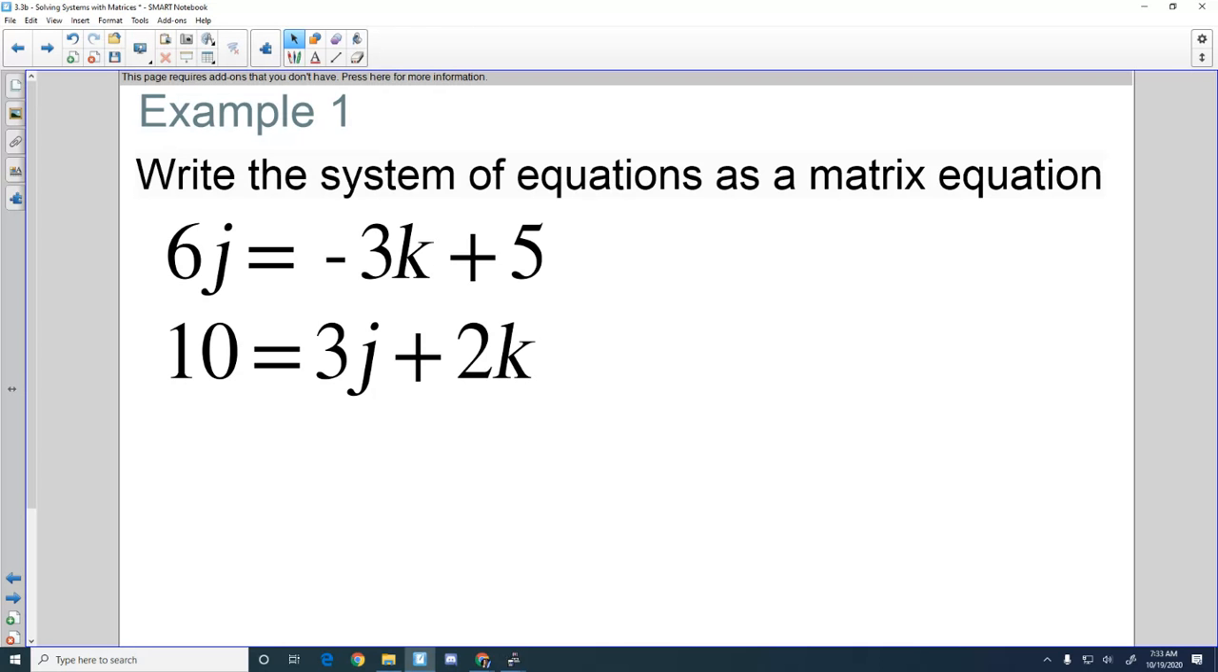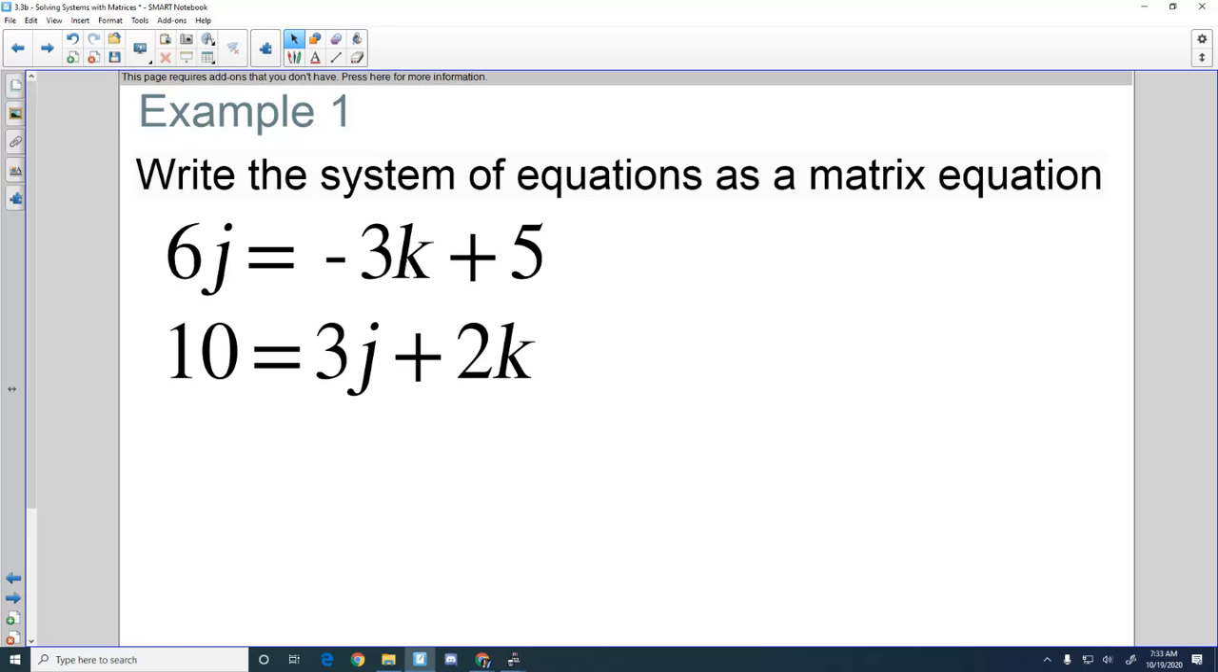Now, standard form I said was x and y. If there's different variables, just put them alphabetically, same idea, all right? So do j plus k equals the constant. So rewrite them in standard form. And then I want you to convert those equations from standard form into a matrix equation.